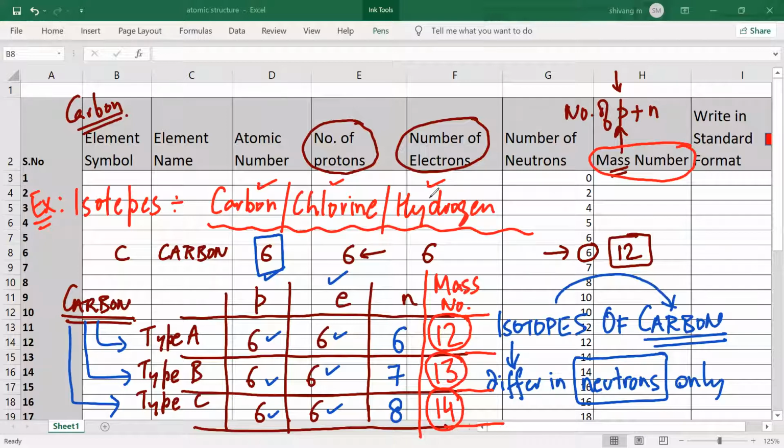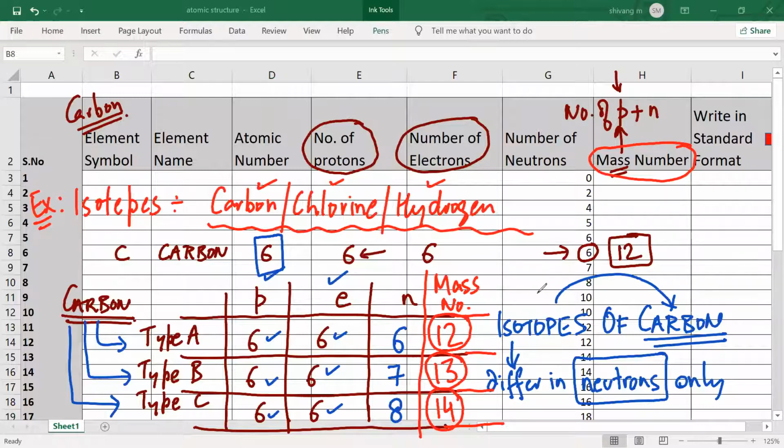Mr. Satya, are we clear? Yes, sir. Mr. Satya, are we clear about the isotopes? Yes, sir. What have you understood about isotopes?